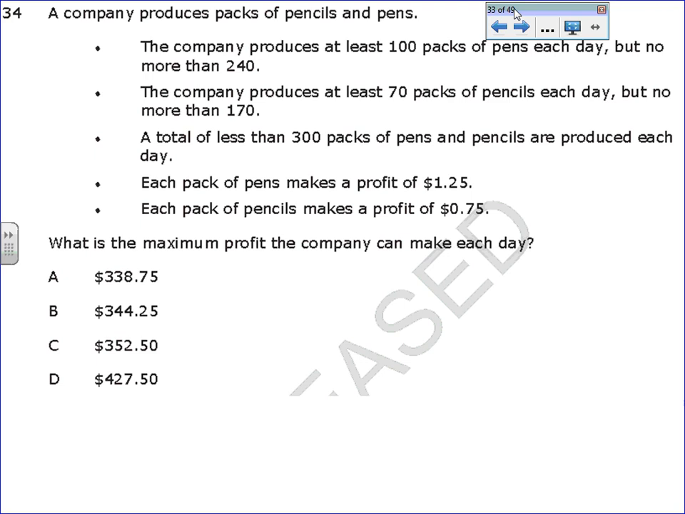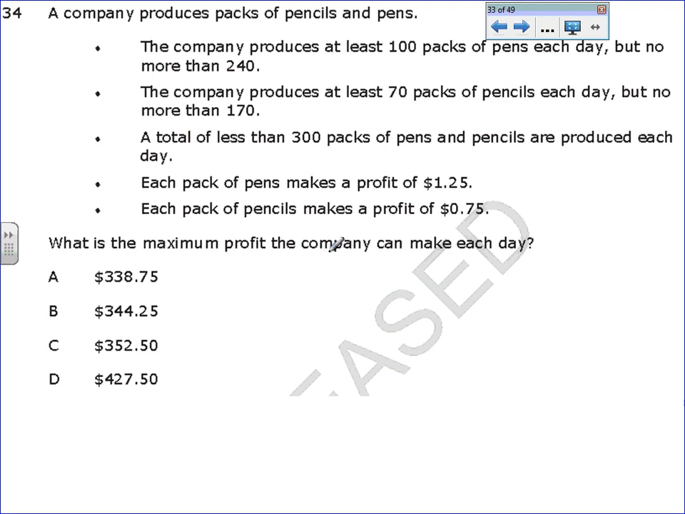All right. A company produces packs of pencils and pens. The company produces at least 100 packs of pens each day, but no more than 240. The company produces at least 70 packs of pencils each day, but no more than 170. A total of less than, not less than or equal to, less than 300 packs of pens and pencils are produced each day. Each pack of pens makes a profit of $1.25. Each pack of pencils makes 75 cents. What is the maximum profit?